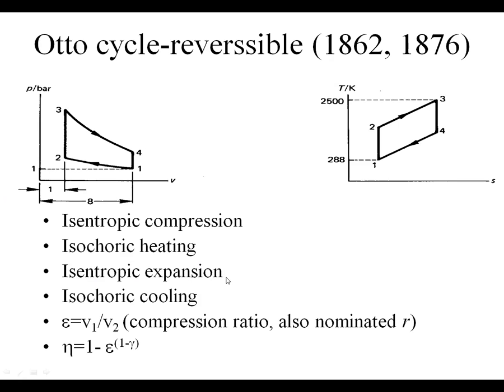And isentropic expansion, 3 to 4, isochoric cooling, 4 to 1. This is the Otto cycle in the PV diagram, and the same in the TS diagram. According to the compression ratio, epsilon, the ratio between V1 and V2, the formula for the efficiency is not as simple as the Carnot formula, but it is not very complicated. Gamma here is the adiabatic exponent of the gas, and epsilon is the compression ratio that is normally known.